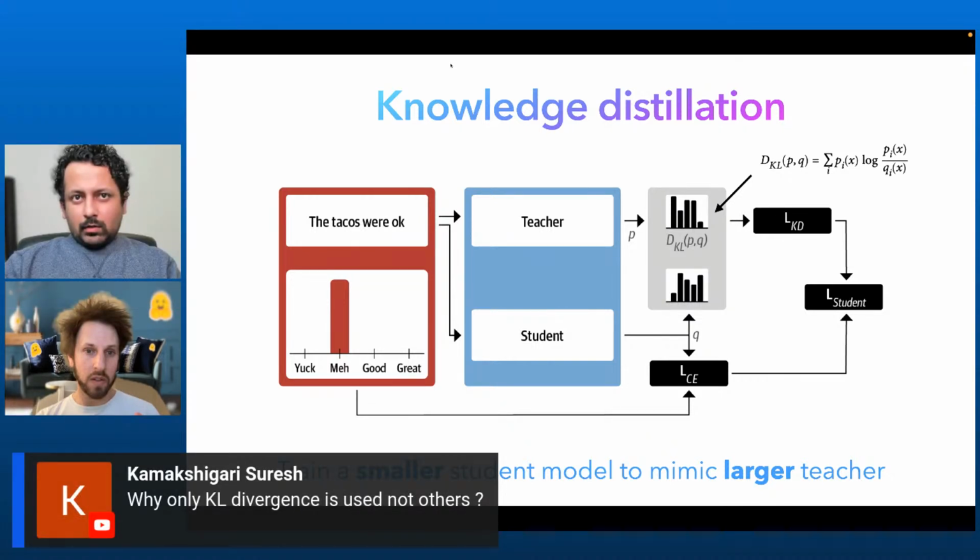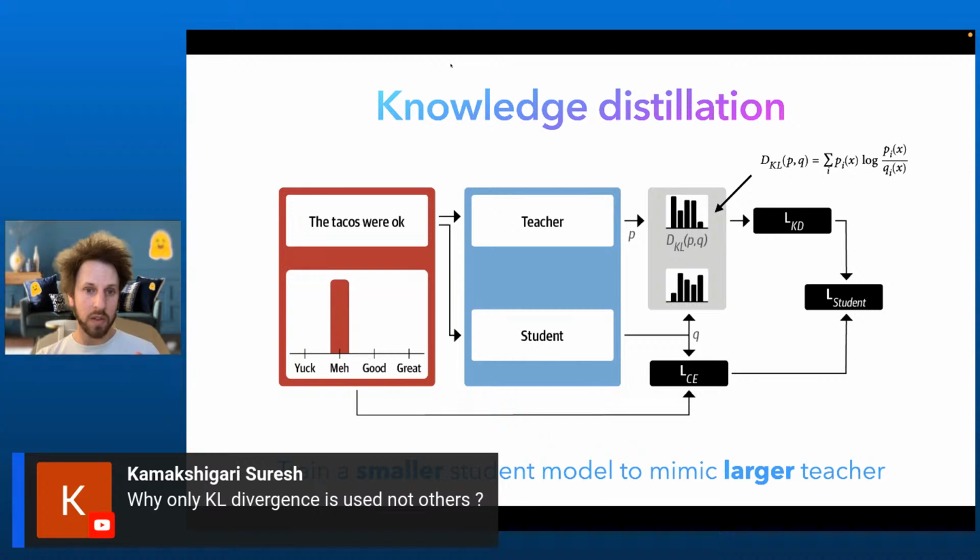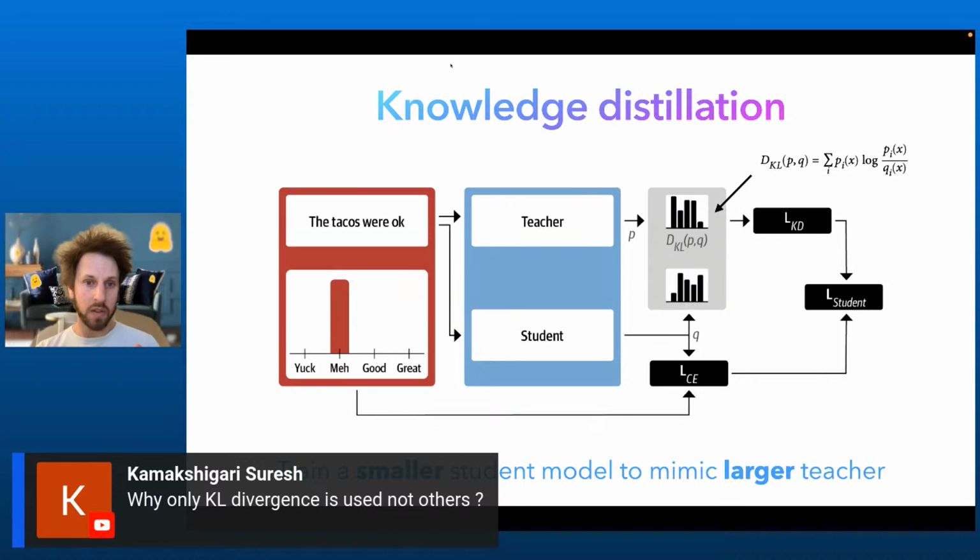Okay, the next question is, why only KL divergence is used and not others? Yeah, so KL divergence is just, let's say, the canonical or the simplest approach that is used in the literature and in practice. But of course, you can add other terms or other ways of comparing the predictions from the teacher and the student. And for example, in the Distilbert paper by my colleagues at Hugging Face, they actually had a third loss term, which they used to align basically the hidden states of the teacher and the student.